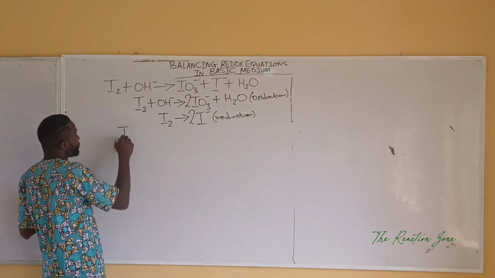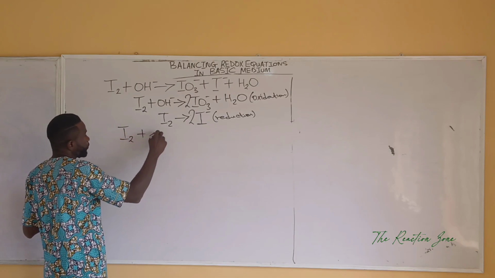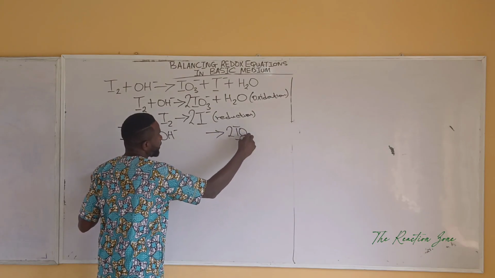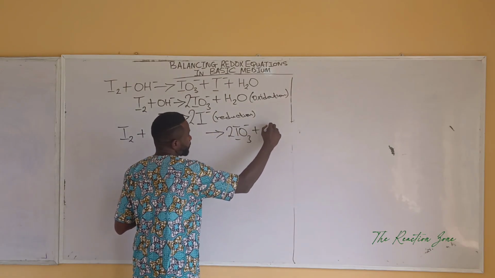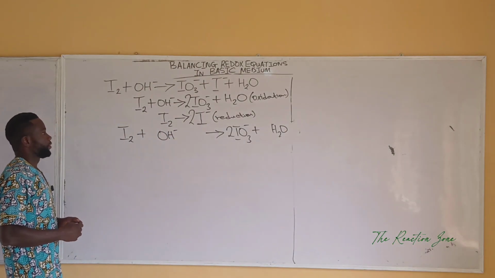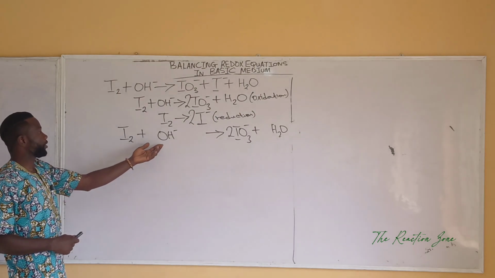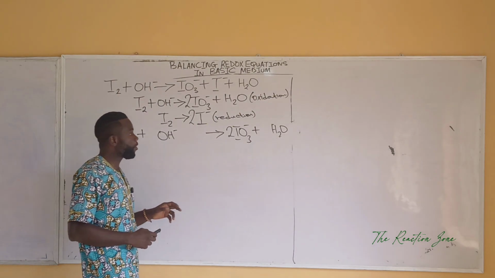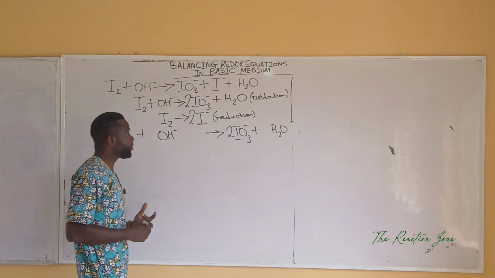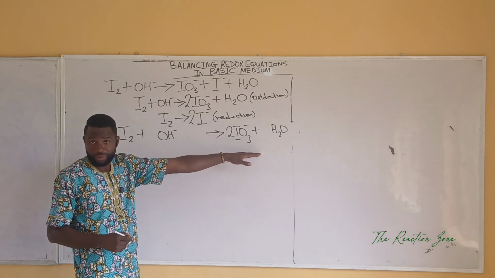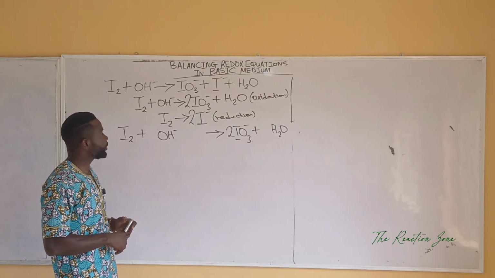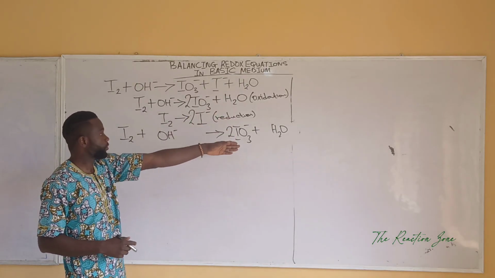So taking the oxidation half equation, we have I2 plus OH minus is going to give 2IO3 minus plus H2O. The number of oxygen atoms on the left hand side is 1. The number of oxygen atoms on the right hand side is 6 plus 1, 7. So which means that there is an excess of 6 oxygen atoms on this side. So what we do is to add 6 molecules of water to the right hand side.